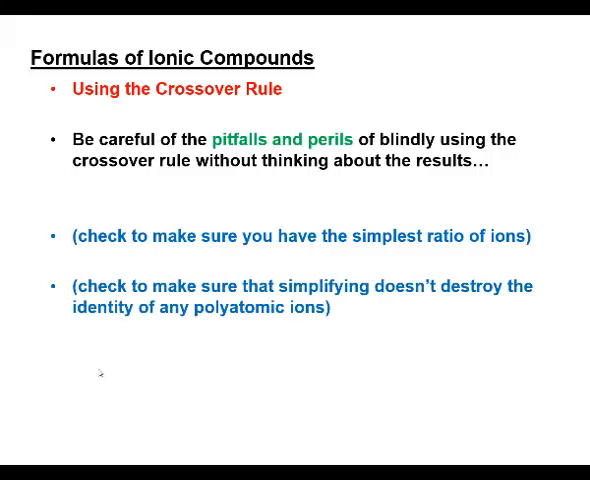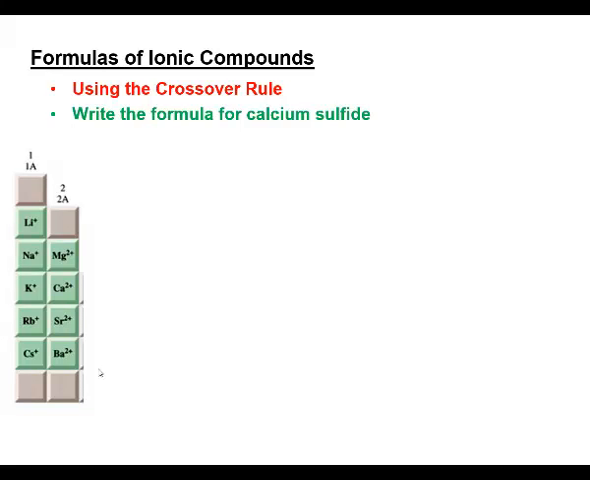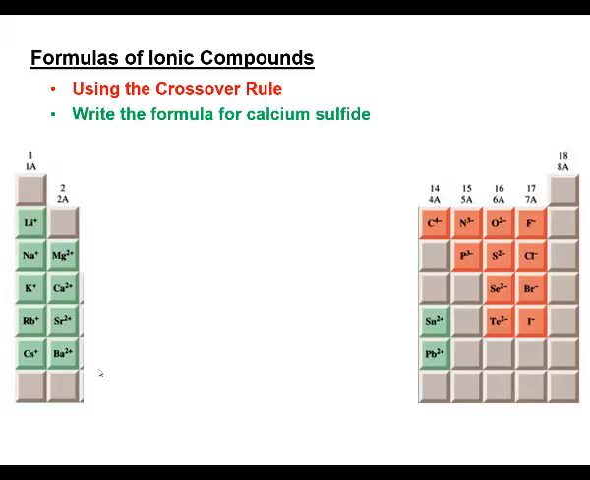So let's look at a couple of examples where we have to be careful about thinking about the crossover rule. Do we have the simplest ratio of cations and anions that would add up to 0 charge overall? Let's look at a simple case with no polyatomic ions, just monoatomic ions. Consider calcium sulfide. Calcium is an alkaline earth metal. It has a +2 charge, and sulfide is going to have a -2 charge.